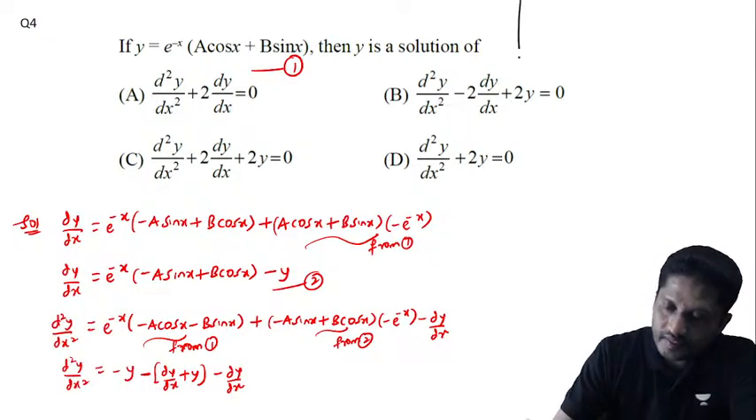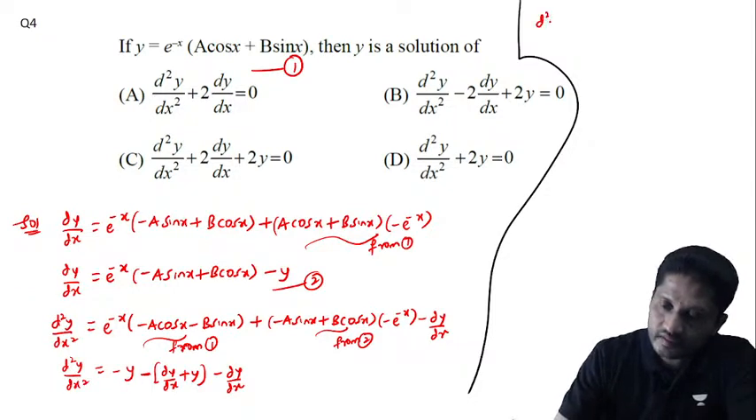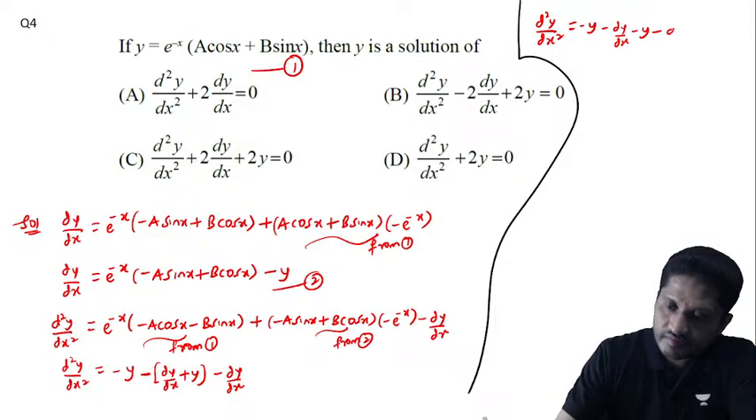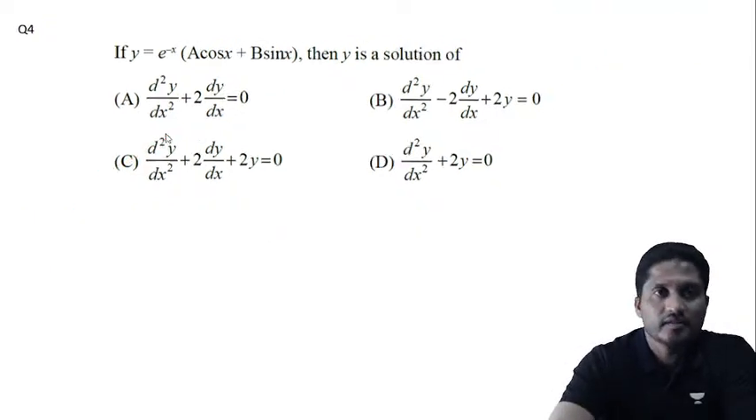Right, now if I open the bracket, d square y upon dx square is equal to minus y minus dy by dx minus y minus dy by dx. If you shift to the left side, this is d square y upon dx square plus 2 into dy by dx plus 2y is equal to 0. Right, answer is option C. Let's move to the next question.